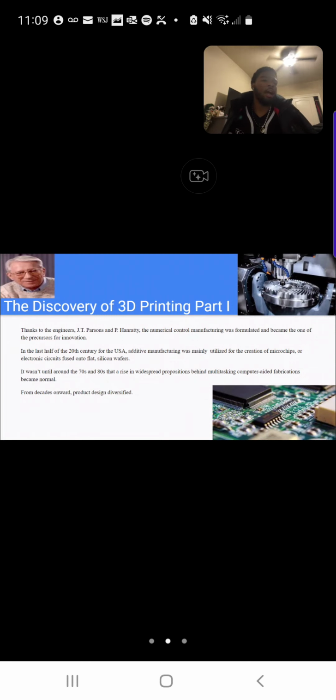In the last half of the 20th century in the USA, additive manufacturing was mainly utilized for the creation of microchips or electronic circuits fused onto flat silicon wafers. It wasn't until around the 70s and 80s that a rise in widespread propositions behind multitasking, computer-aided fabrication became normal. From decades onward, product design diversified. Next slide, please.